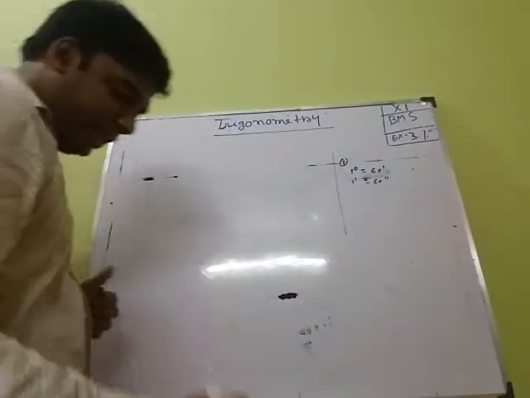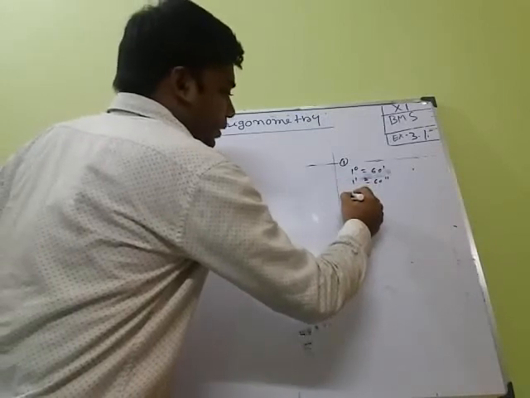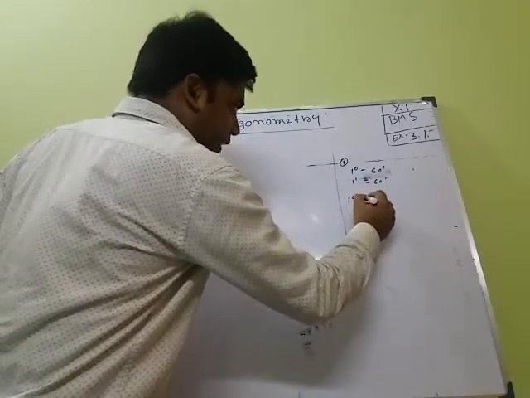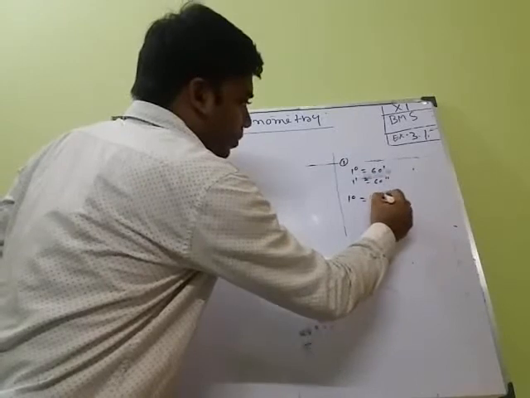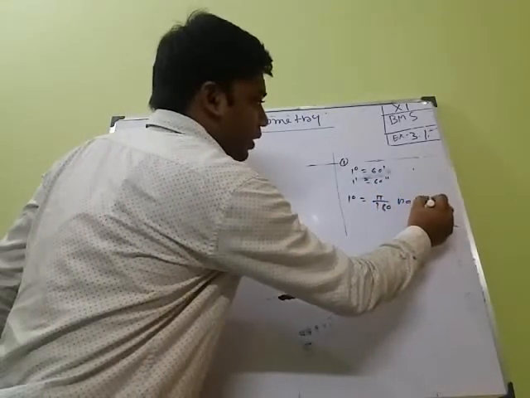And another one: 1 degree equals pi by 180 radian. Okay, pi by 180 radian.